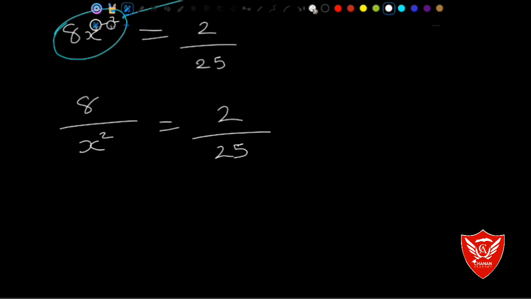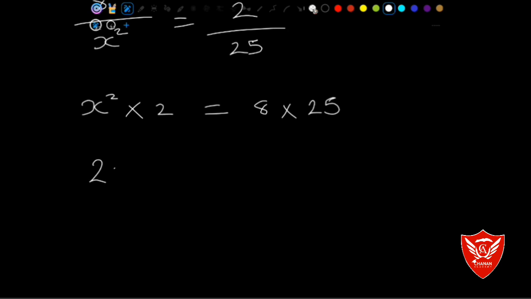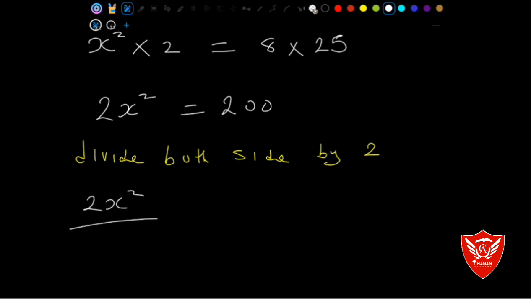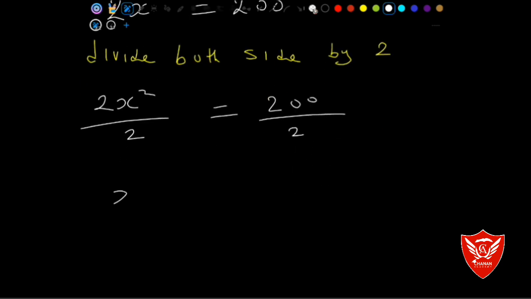So from this point, we can cross multiply. So if we cross multiply, we're going to have x raised to the power of 2 multiplied by 2 equal to 8 multiplied by 25. The left hand side is going to be equal to 2x squared equal to 8 times 25, that's 200. Okay, now we can divide both sides by 2, so we can have just x squared. So now we have 2x squared over 2 equal to 200 over 2. Therefore, x squared is equal to 100.